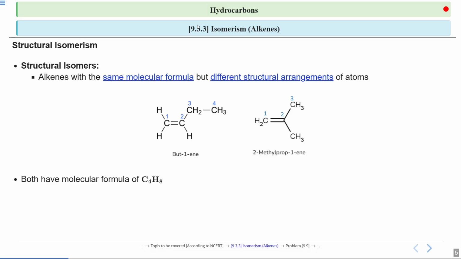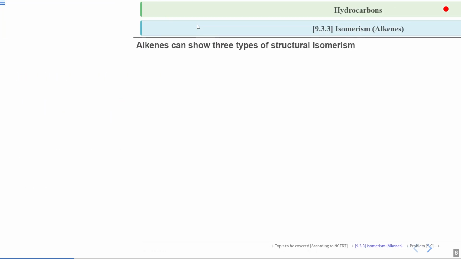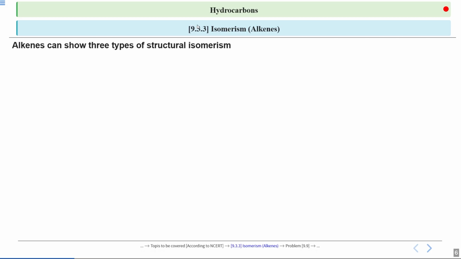Now this clarifies that the above given two structures are structural isomers because they have the same molecular formula but different connectivity of carbon. As a result of this different connectivity, despite having the same molecular formula, they exhibit different physical and chemical properties. So this highlights the significance of structural isomers as it affects how substances behave and interact in various environments. Now we will explore the different types of structural isomerism that alkenes can exhibit.